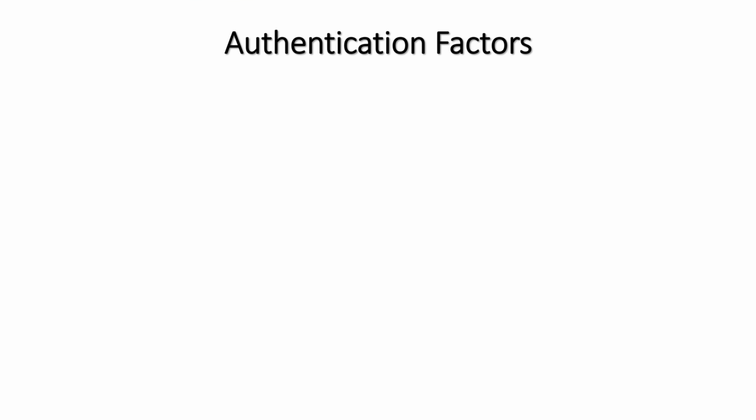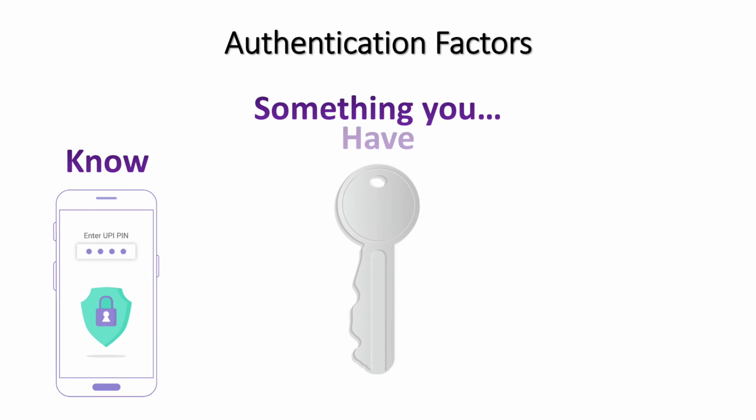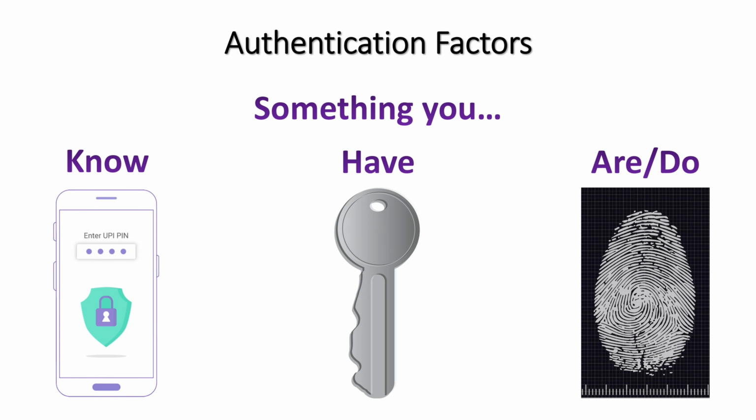There are three factors for authentication: something you know, something you have, and something you are or do. Something you know would be anything that you can recall from memory, such as a PIN or password. Something you have would be anything you can physically carry, like a smart card or even a basic key. Something you are or do would be any biometric attribute or action that can be used to ID you, which could include things like fingerprint scanning or signature analysis.